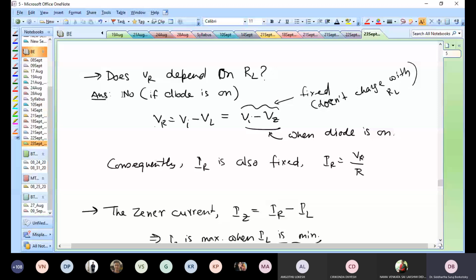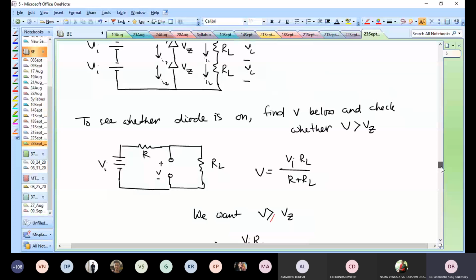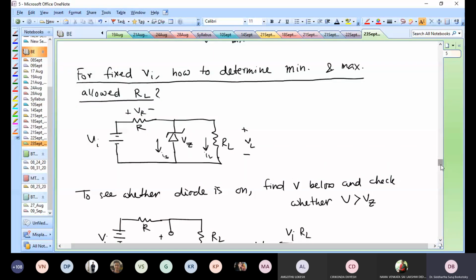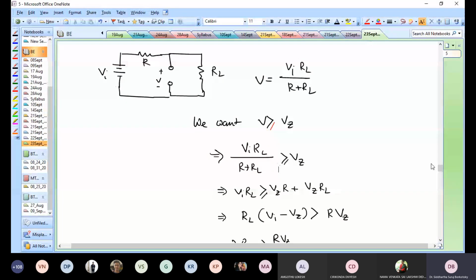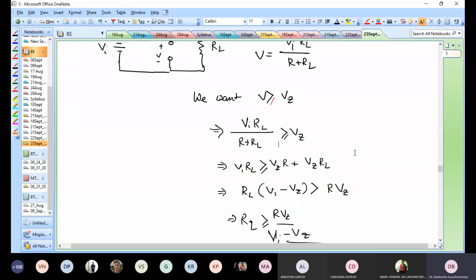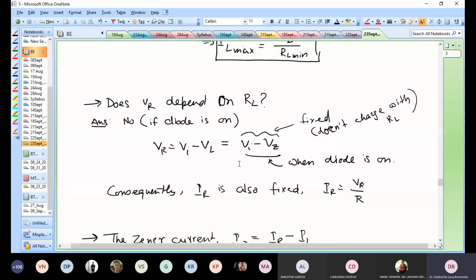Then the next question is, does this voltage VR depend on RL? This voltage, what is VR? VR is this thing. If I put a meter in there, will this VR change as I change the value of the load resistance? Well, it does not, as long as the diode is on. If the diode is not on, then yes, of course it does. You already know this is just standard electrical circuits. But if the diode is on, we have almost like a short, a good conductor, and a voltage drop of 10 volts. So in that situation, it does not.